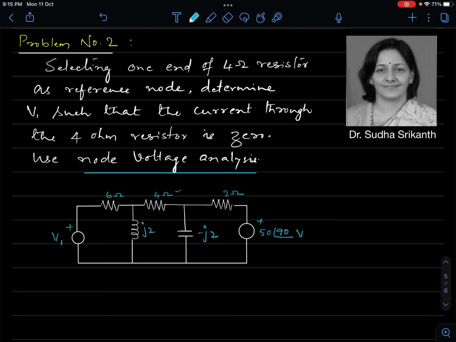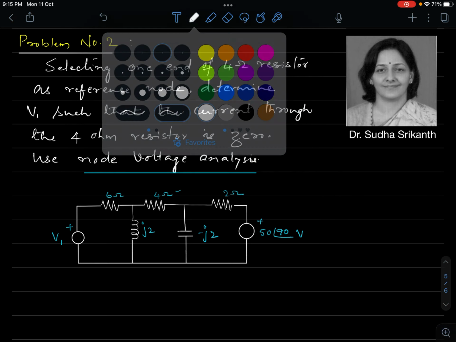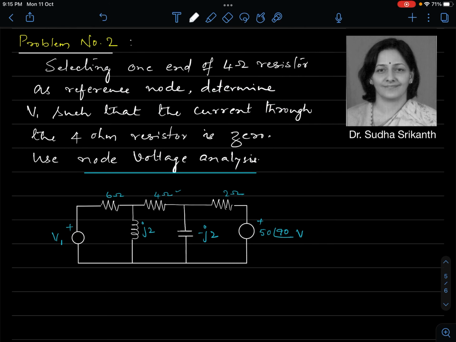When will this 4 ohm resistor not carry any current? That is the thing that we are expected to determine. So what is the value of this V1 such that there is no current in this particular branch of 4 ohms? And in the problem it has also asked that 1 and 4 ohm resistor be taken as the reference node. This is another condition that we have in this particular problem.